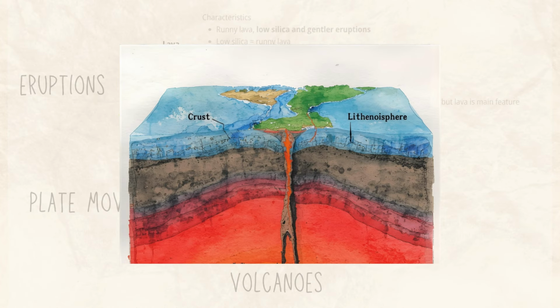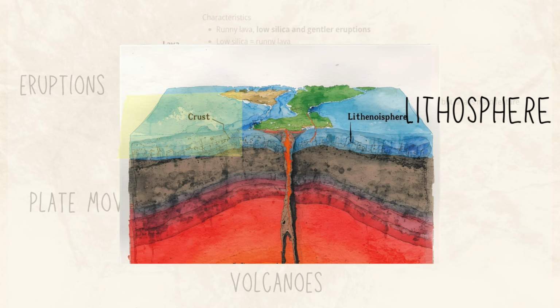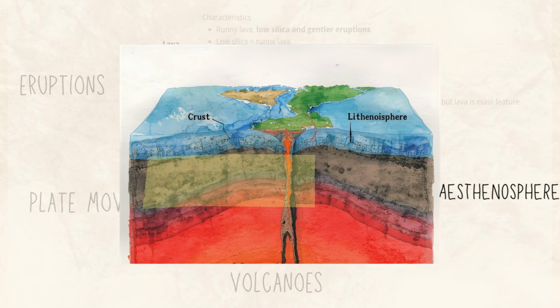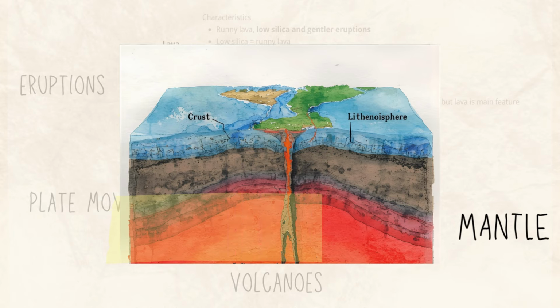Before we explore volcanoes, the lithosphere is the rigid outer layer of Earth, the solid ground that makes up continents and ocean floors. Below that is the asthenosphere, a semi-solid layer where tectonic plates move. Then we have the mantle, a hot region you don't ever want to go into.